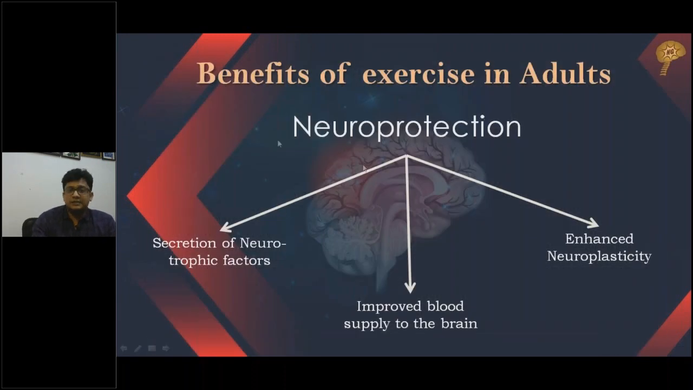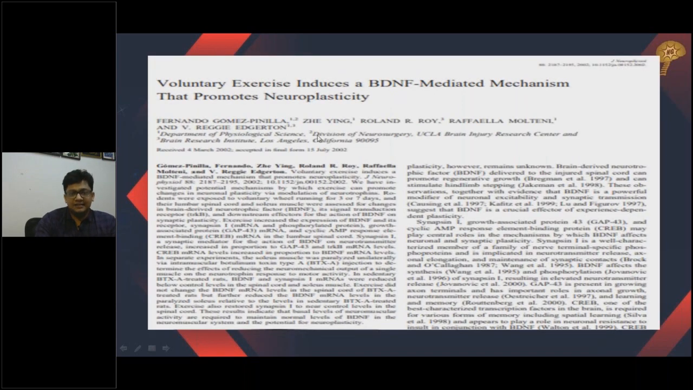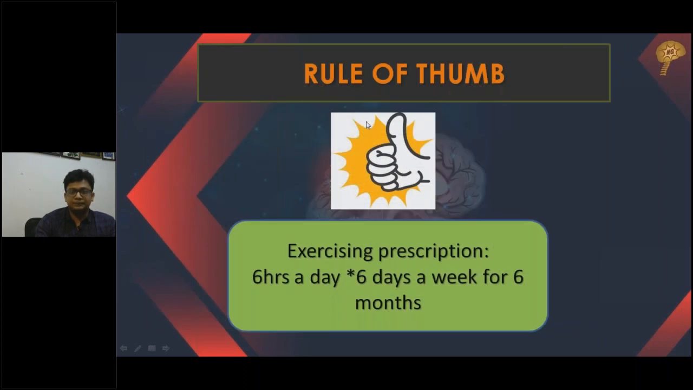Benefits of exercise in adults. There is neuroprotection, which gives secretion of neurotrophic factors, improves blood supply to the brain, and enhances neural plasticity. So these are the benefits of exercise. There are articles related to that, beneficial effects of physical exercise on neuroplasticity and cognition. Voluntary exercise induces a BDNF-mediated mechanism that promotes neuroplasticity.